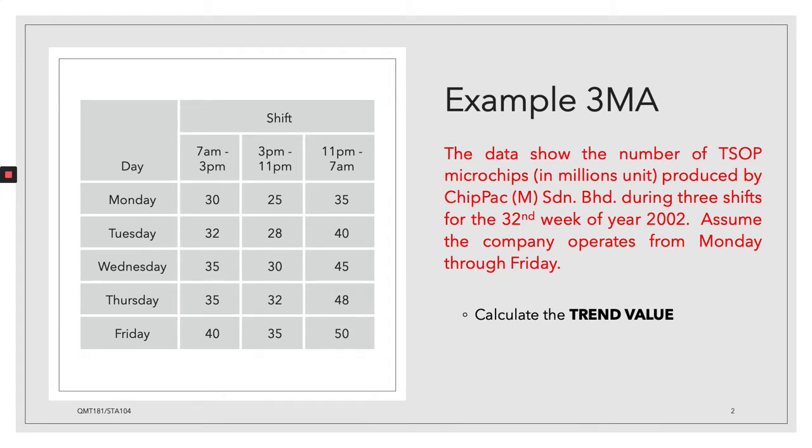The data shows the number of TSOP microchips in million units produced by Chippak Malaysia Sdn Bhd during 3 shifts for the 32nd week of year 2002. Assume the company operates from Monday through Friday. So here are the information: Monday until Friday, and you have 3 different shifts. Now calculate the trend value.